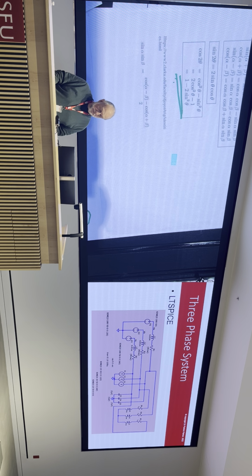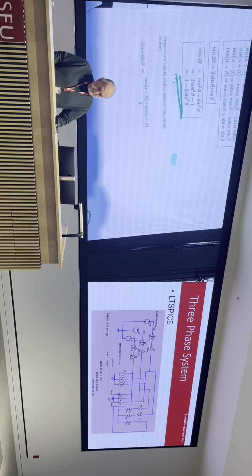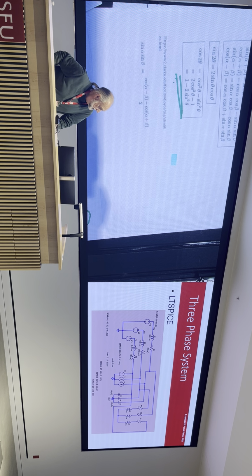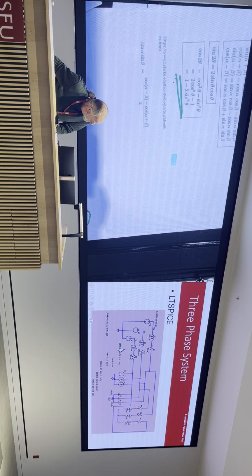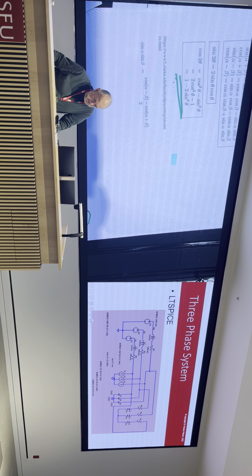Okay, before we end, I'm just going to introduce the three-phase system so that we can continue with it next time. I've shown it here, the LT Spice. What do we know about a three-phase system? It's symmetrical. Let me just find my pointer. There we go. So look at these voltages. In fact, we're going to do it with the laser pointer. It's an ideal version of it as well.